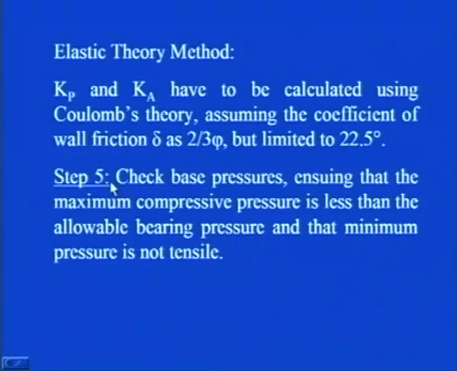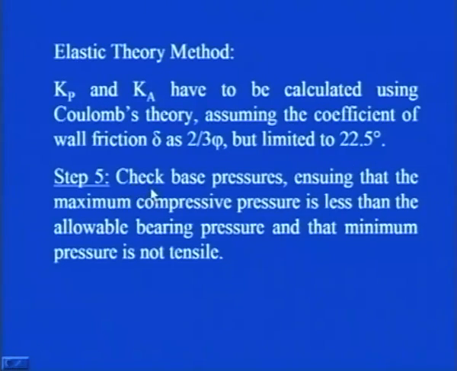Then, as you saw, in Terzaghi's analysis this k p and k a were evaluated using Rankine's theory. However, in this case, k p and k a have to be calculated using Coulomb's earth pressure theory, and when you use Coulomb's earth pressure theory, you require wall friction etcetera also. So, in this case, you have to assume the coefficient of wall friction delta as 2/3 of phi, but limited to 22.5 degrees. In case this 2/3 of phi is more than 22.5, you have to take delta to be equal to 22.5 degrees.